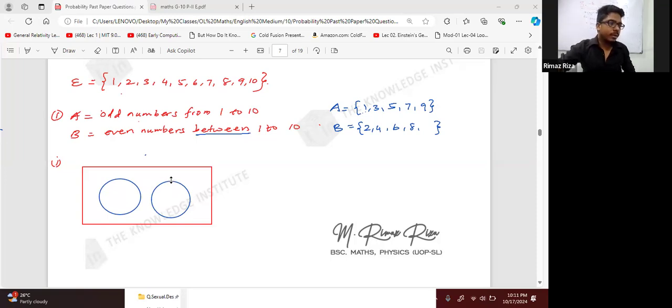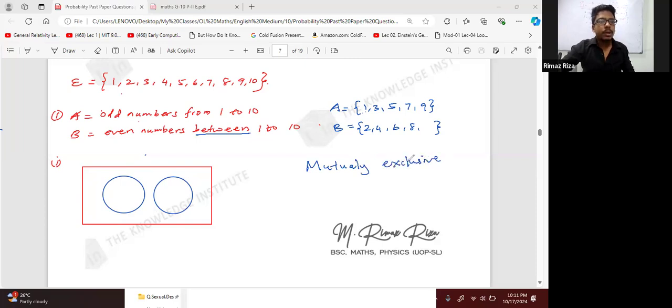So we say these two events, A and B, are mutually exclusive events. They don't share any common elements. Therefore, it is known as mutually exclusive events. Mutually exclusive. So these words are important when talking about probability, right?